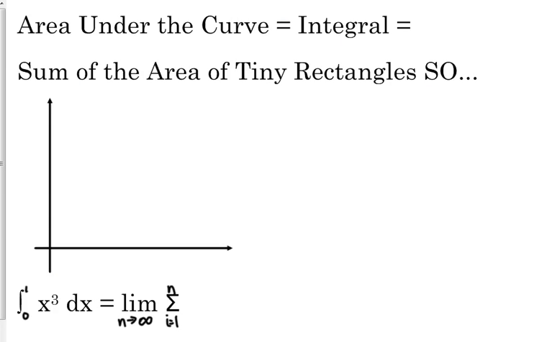Okay, so we're talking about summation notation. What this is doing is going back to an integral. So let's wrap our minds around what the integral is. If we're trying to find the area under the curve, we know how to set up a definite integral to find that area under the curve.